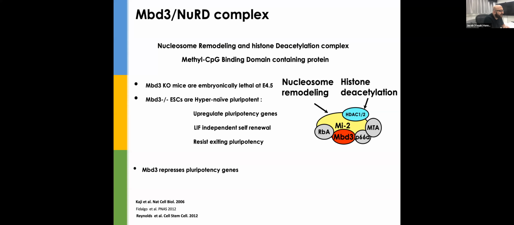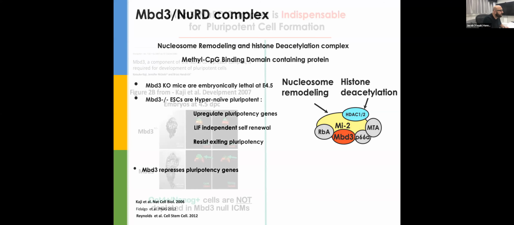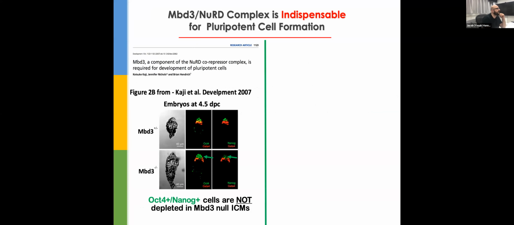And if you take ES cells and knock out Mbd3, the ES cells become very stable, or what we term hyper-naive. And what was shown by others is that Mbd3 in ES cells represses the pluripotency genes. So if you remove it, the pluripotency genes are expressed at higher levels. So we wanted to dig deeper into this complex and revisit the literature. There were papers claiming that without Mbd3 in the embryo, one cannot derive ES cells. However, if you look in these papers, you can see OCT4 positive cells in the inner cell mass of these embryos.